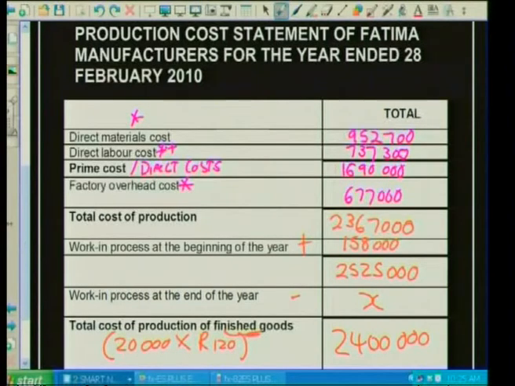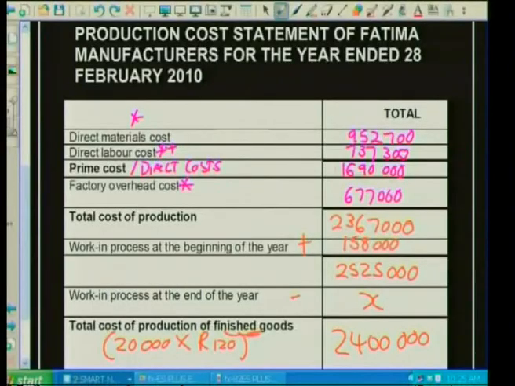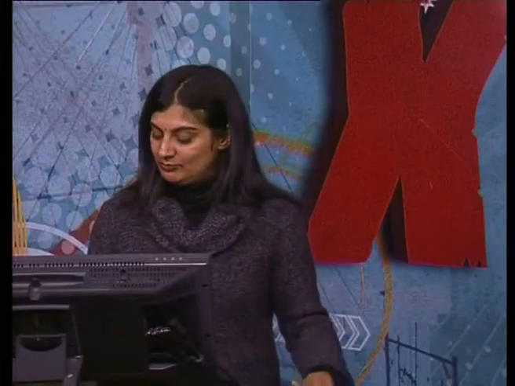Right, all I have now, grade 12s, is the X, and it's very simple for me to calculate this. This is the value of your finished goods. Okay, the total cost of production of finished goods. This is obviously after I added my work in progress at the beginning of the year. So all I'm doing, people, is subtracting the two to work out my work in progress at the end of the year. In other words, goods that still need to be completed.